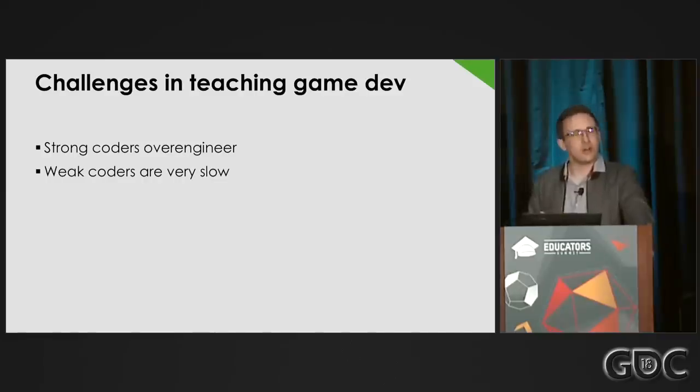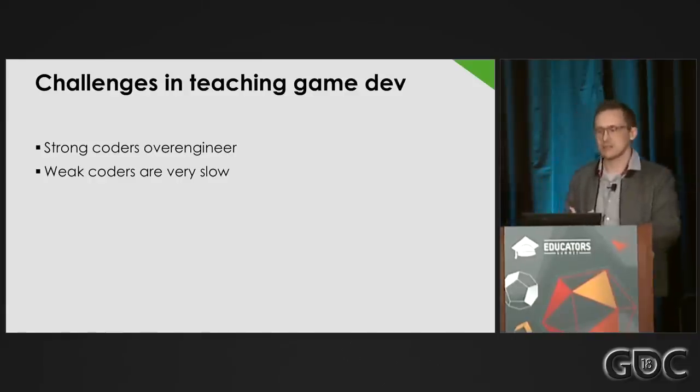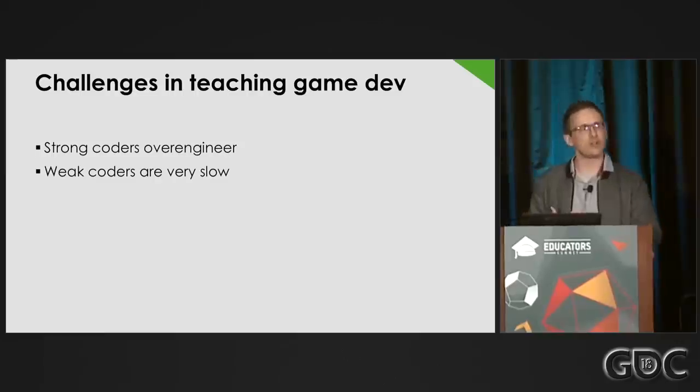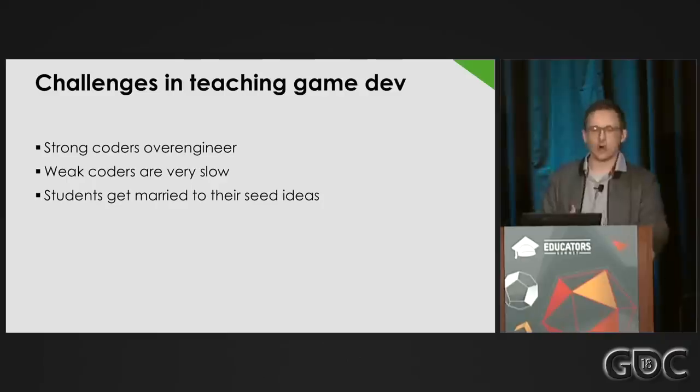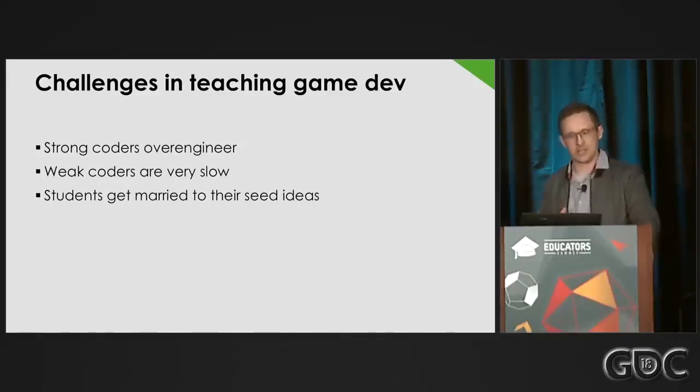But we also get weaker coders with skills in other domains who could work very creatively and freely, except that writing code makes the whole process too slow to make fast iteration feasible. So because of those two problems, students tend to overcommit to their seed ideas, and they spend all of their time building their first idea rather than trying out different ones and seeing which ideas are good.